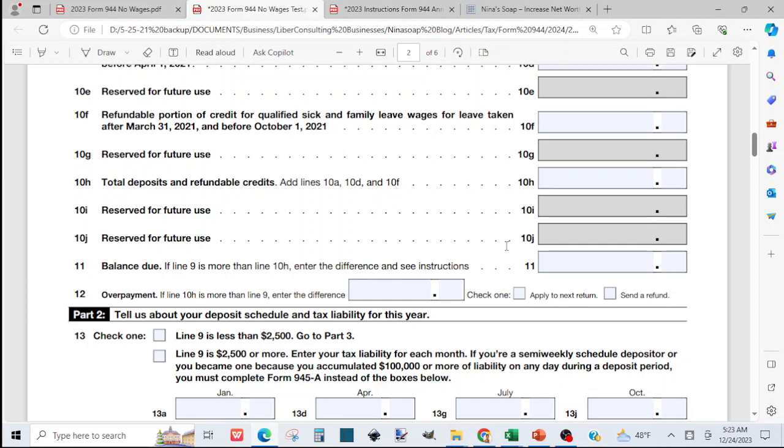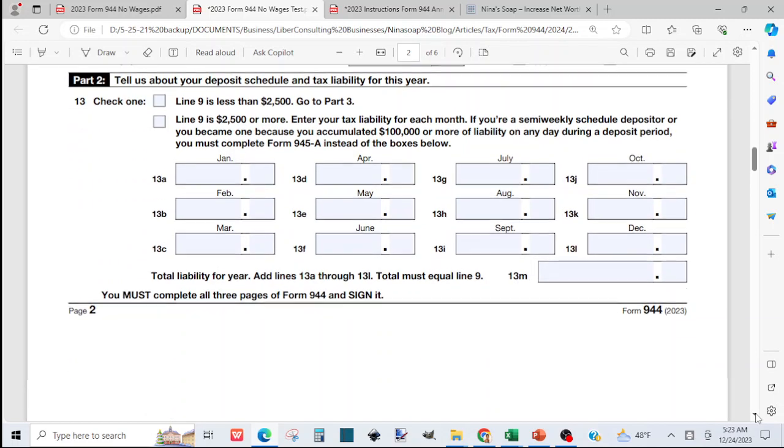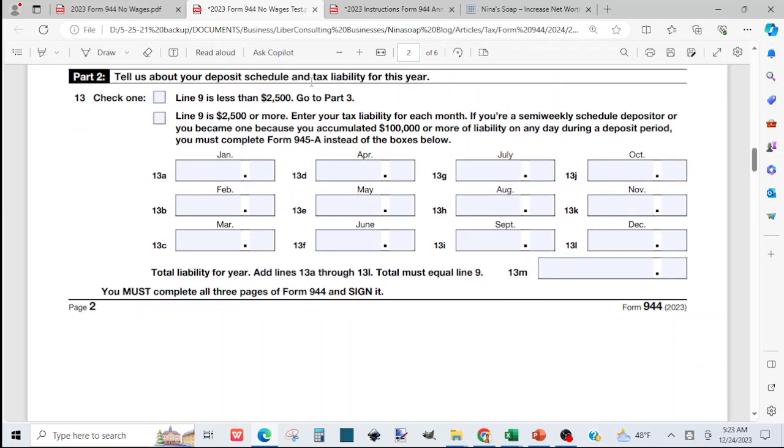But in this instance, we're using pay wages, chances are your line 9 is 0, line 10H is 0, therefore the difference between the two is 0. Line 11 will remain blank. You don't owe anything. Now you'll go to part 2. Tell us about your deposit schedule.